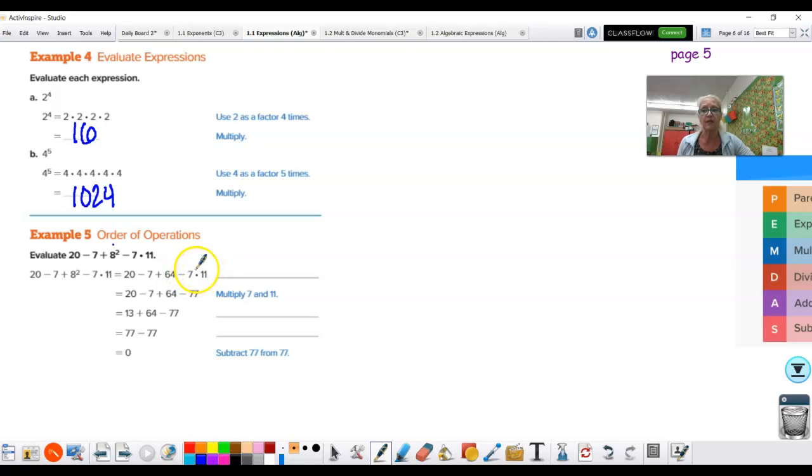So now we've done exponents. Let's go to multiplication and division. Well, there is just one multiplication or division problem, and it's the 7 times 11. So they got 77. Now we're down to just addition and subtraction, which are done from left to right. So they did the first one first. 20 minus 7 is 13. Brought that down, brought that down. 13 plus 64 is 77. Brought that down, and then did the last problem and got us an answer of 0.